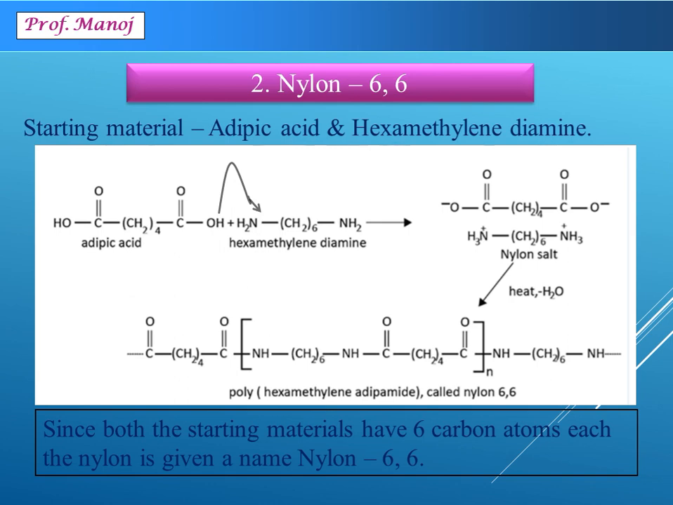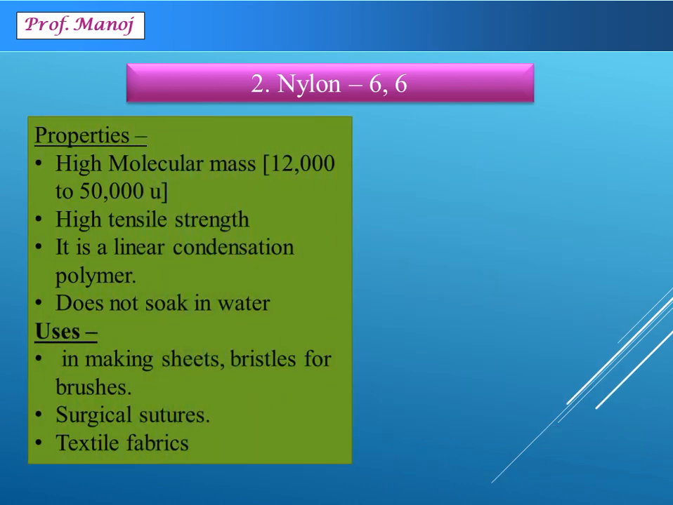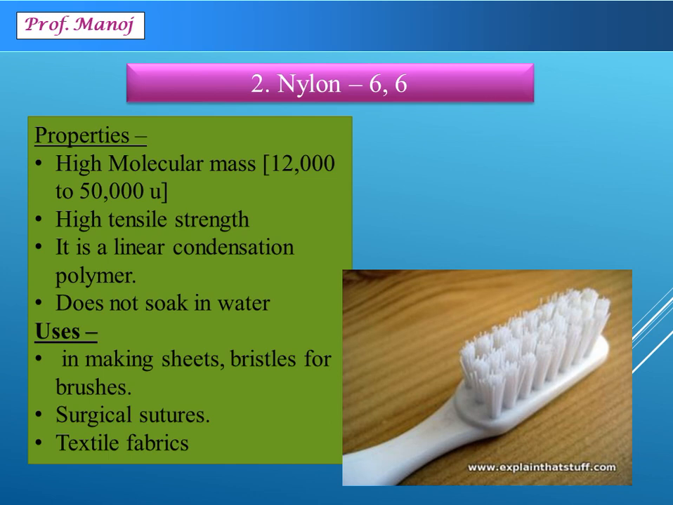This is given a title nylon 66 due to a simple reason that adipic acid and hexamethylene diamine, both molecules contain 6 carbon atoms each. Nylon 66 has a very high molecular mass. It has a very high tensile strength. It is a linear condensation polymer. Nylon 66 does not absorb any water also. It is used in making sheets, bristles for toothbrush, surgical sutures, and textile fibers.